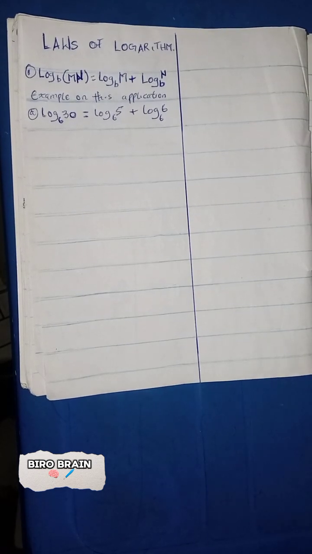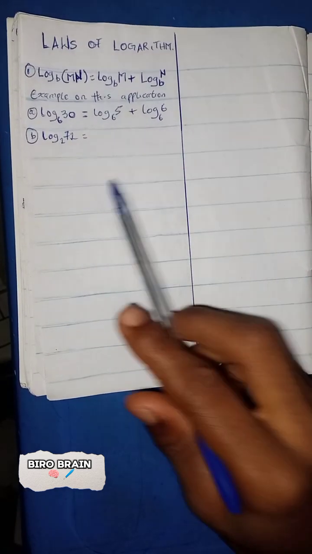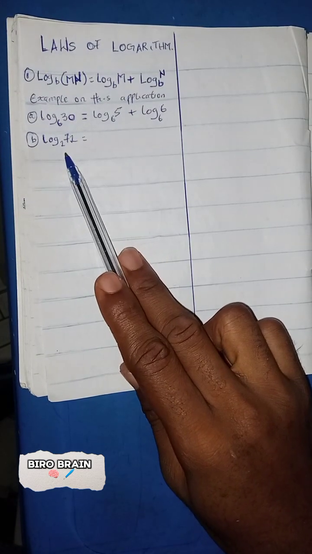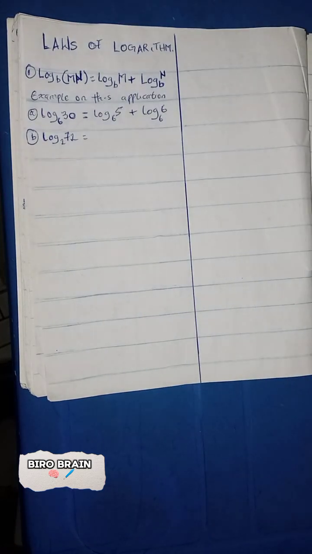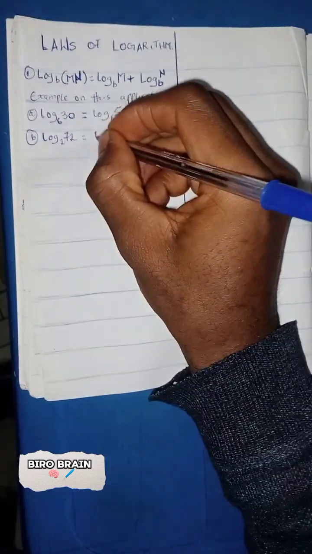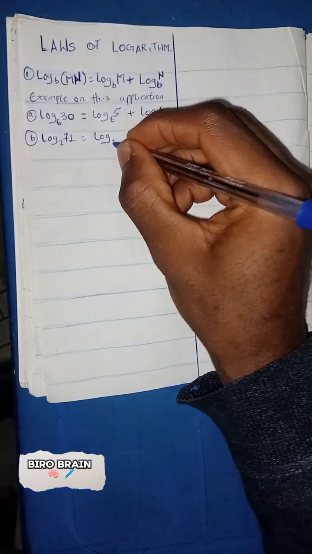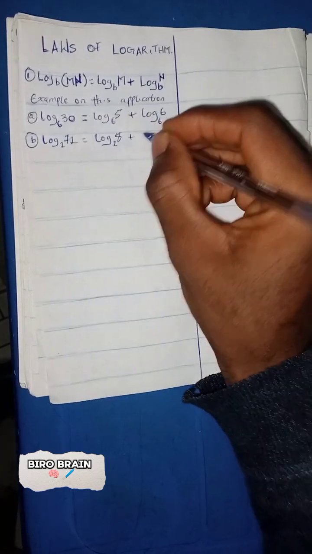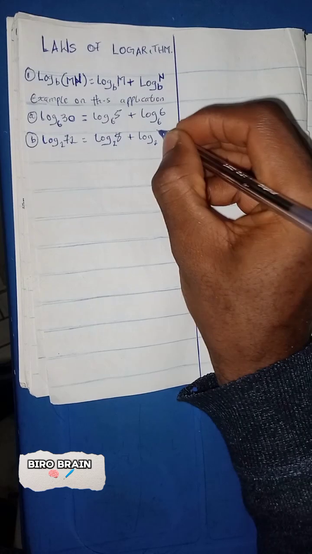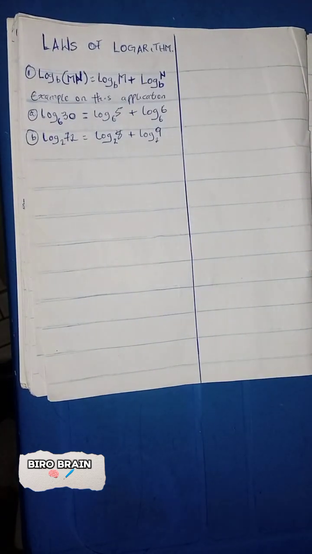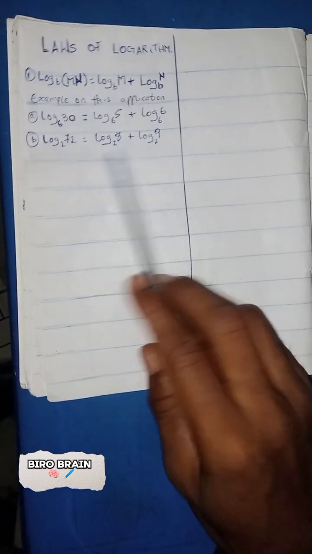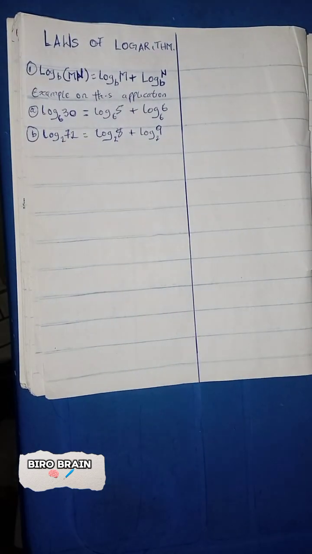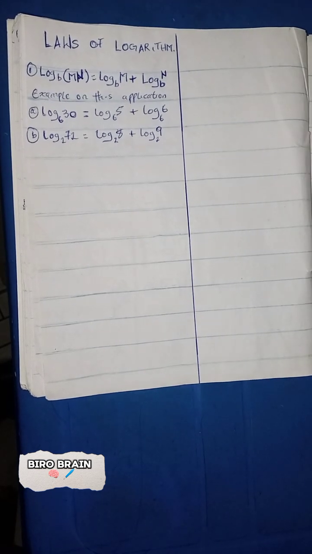Let's take another example on this same application. We're having log 72 in base 2. We know 8 times 9 is 72, so we can as well say this is log 8 base 2 plus log 9 base 2. This is how you would write it.